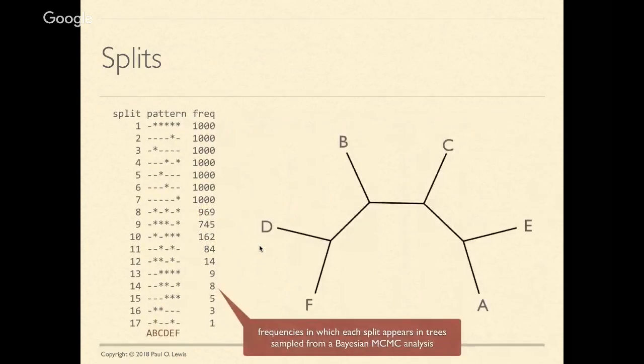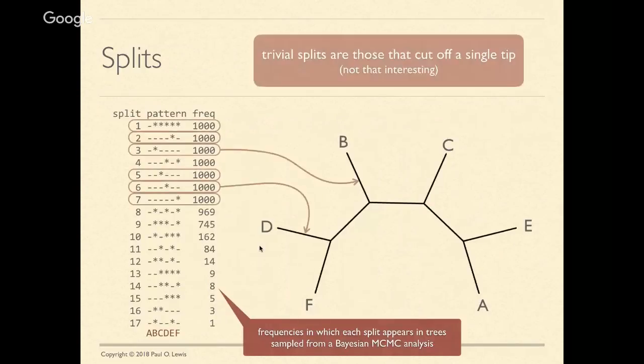Trivial splits are splits that are associated with leaves in the tree. They are trivial because they must be present in every tree. Here I've circled the 6 trivial splits associated with the 6 leaves. I've indicated the ordering of taxa below the column of the split patterns down here. This ordering is normally just the order that the taxa appear in the data matrix.